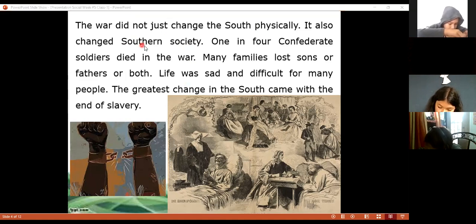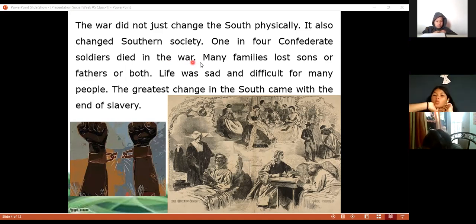Remember that in the South, the Confederates believed that slavery shouldn't be abolished because it helped the economy. With the Confederate soldiers dying in the war, the way that they saw those things changed. Many families lost sons or fathers or both.